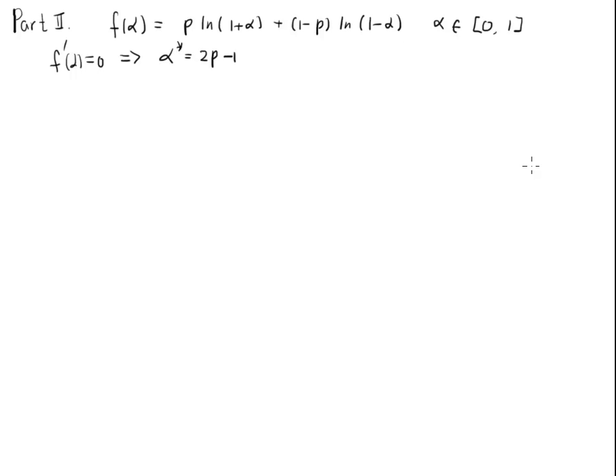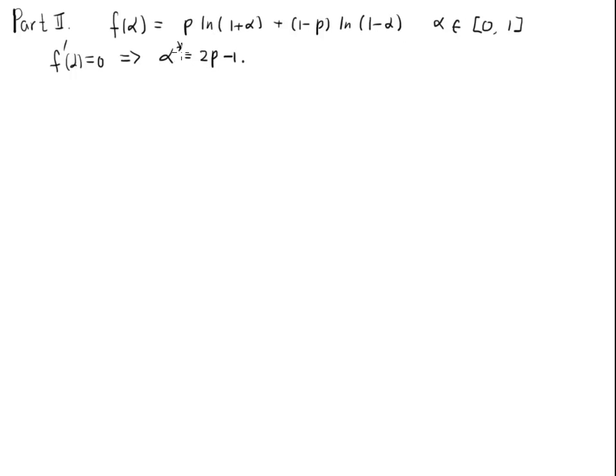We now continue with this calculus problem. Remember, we were trying to find the absolute maximum of this function over the interval 0, 1. We tried to find all critical values, and we took the first derivative and got alpha star equal to 2p minus 1. Then what's the next step?